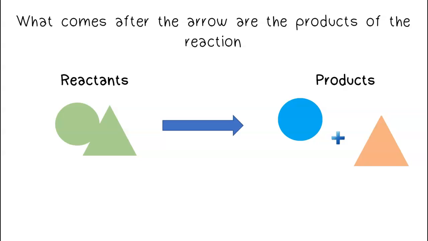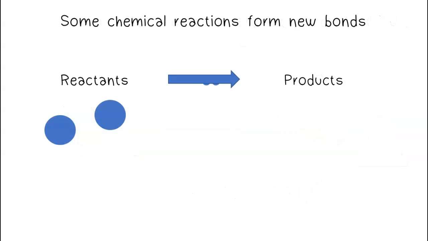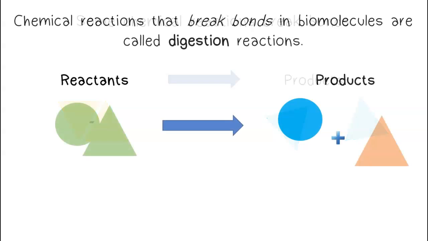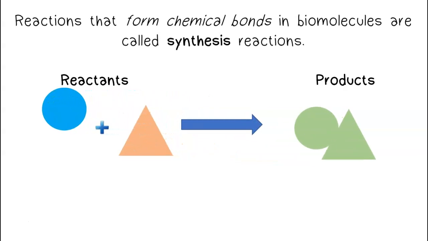What comes after the arrow are the products of the reaction. You can have multiple products or just one, but the products will always be found after the chemical change. Some chemical reactions form new bonds. Some chemical reactions break bonds. Chemical reactions that break bonds in biomolecules are called digestion reactions. Reactions that form chemical bonds in biomolecules are called synthesis reactions.